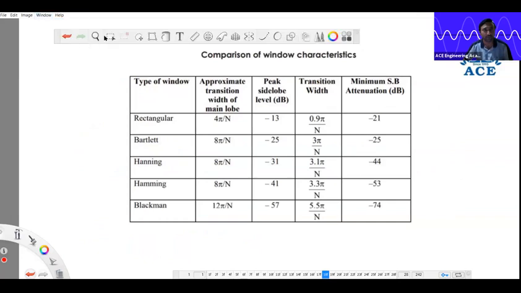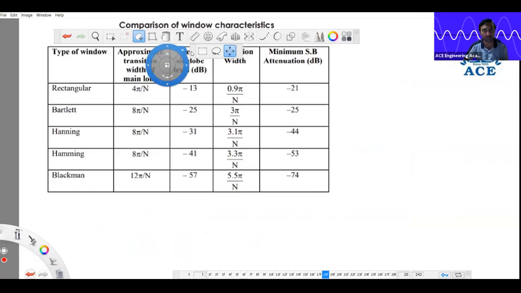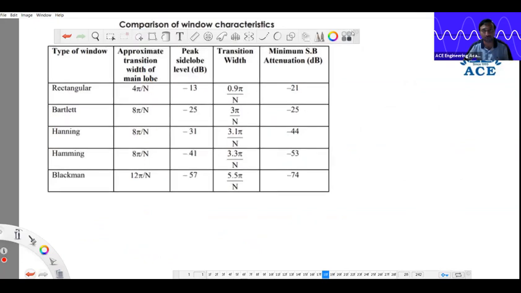These numbers, which are framed as a table, no one can change them in the world. They are all fixed, sir. No one can change them. Comparison of window characteristics is a definite question for you.